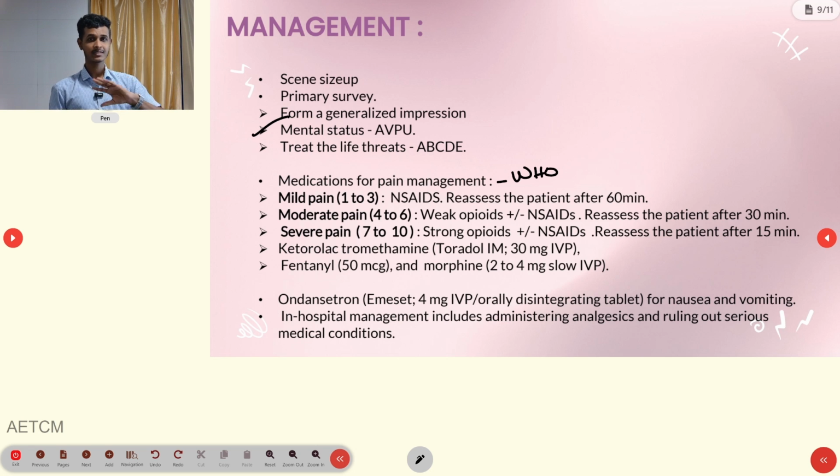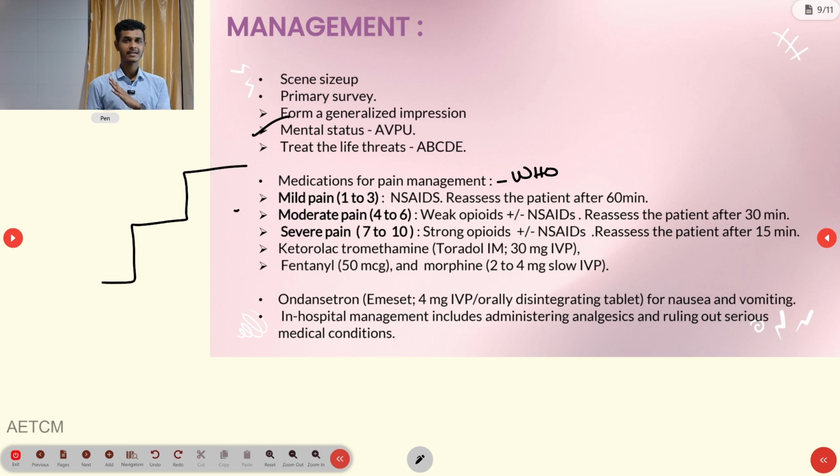So we have to manage accordingly. Airway, everything should be taken over. And then mainly in the case of headache, pain management is one of the major important things. So here we wrote about, based on the WHO, World Health Organization, we have a step ladder pattern of pain management.